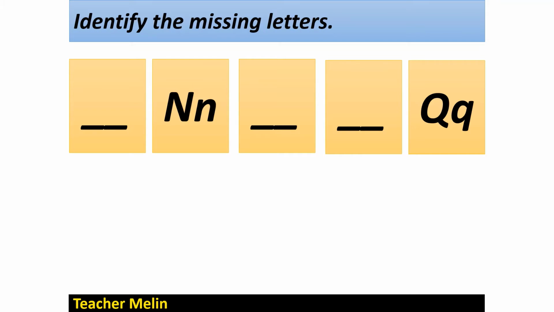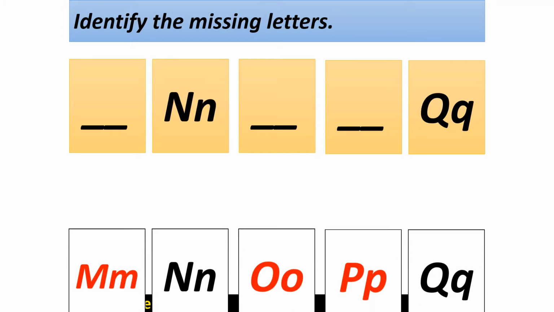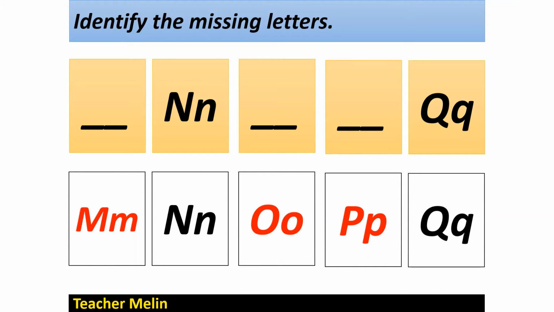How about this? Blank, N, blank, blank, Q. What are the missing letters? The answer is M, O, and P.